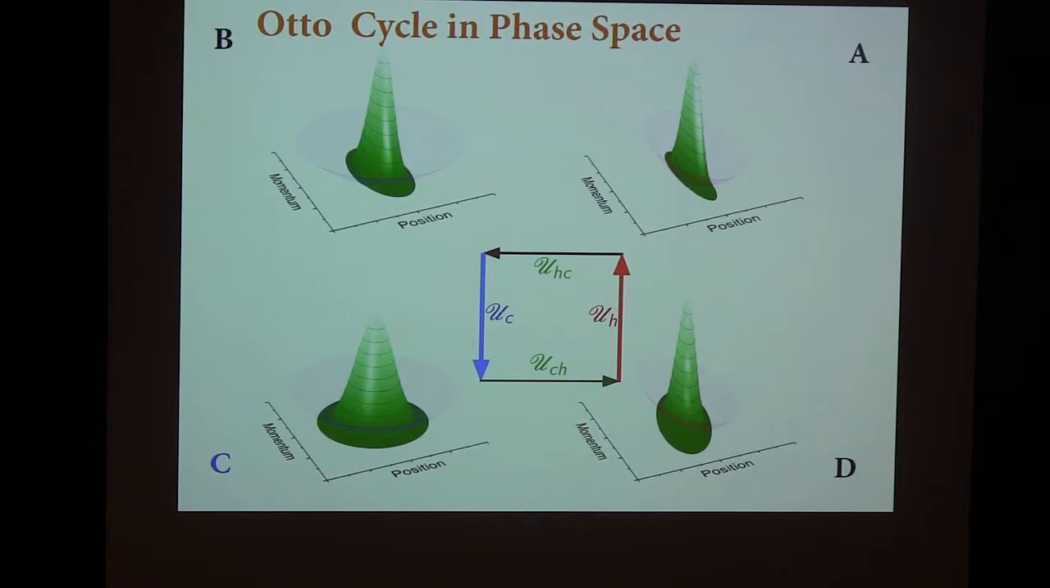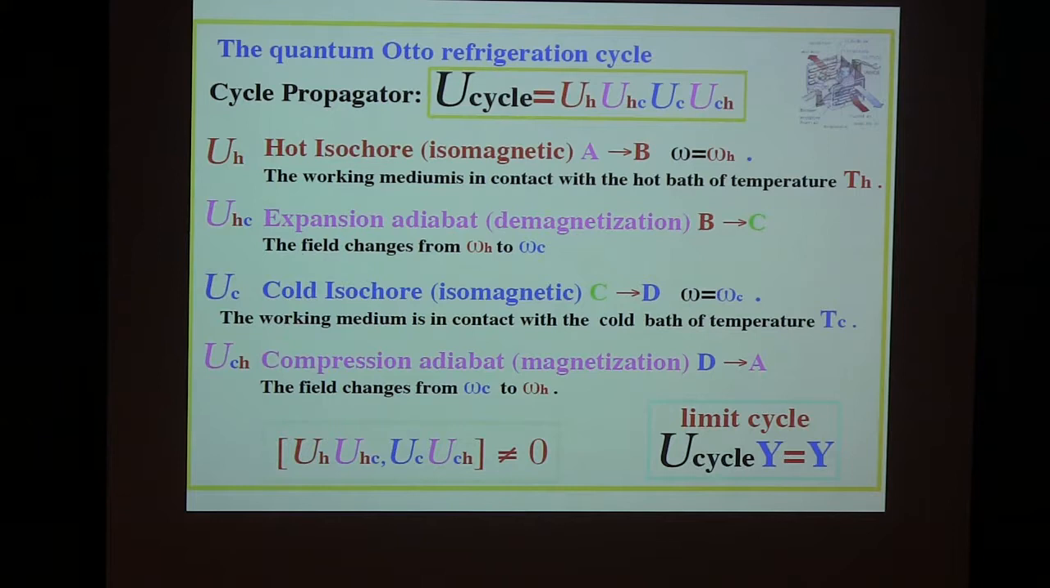We think about it as a series of propagations. We took my state and moved it from one state to another. So I can think about it as a propagator that's the hot, which does this equilibration. Then from hot to cold, the adiabatic expansion, I change the frequency from omega H to omega C, the cold, and the cold back to the hot. And altogether, I can think about the Otto cycle as a concatenation of these four propagators, hot to cold, cold, cold to hot, hot, and this would give me the propagator of the cycle.